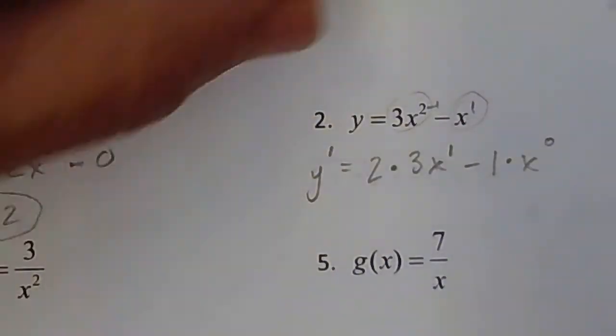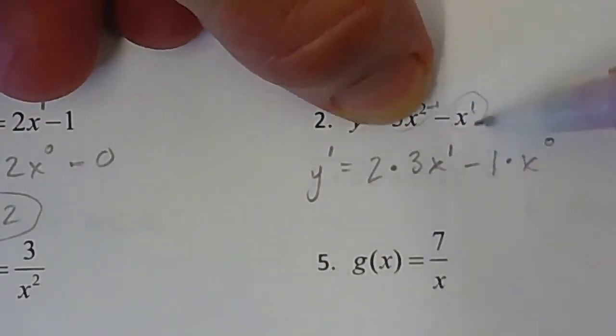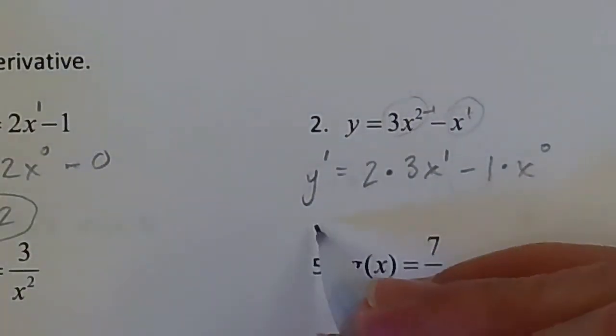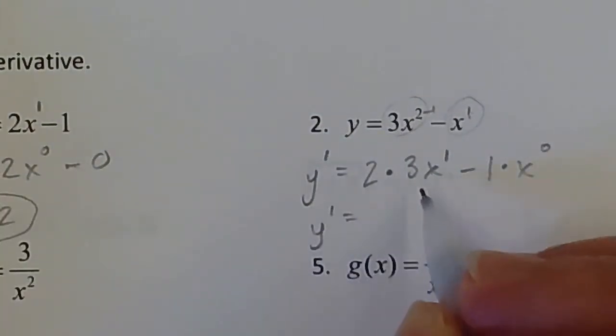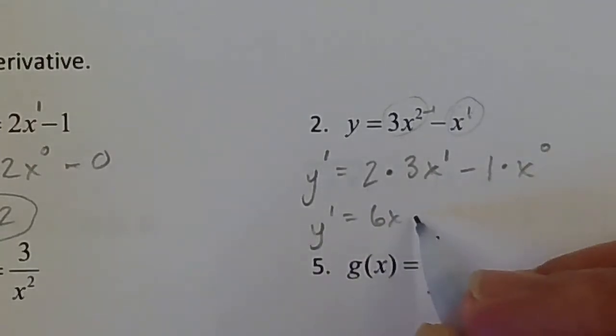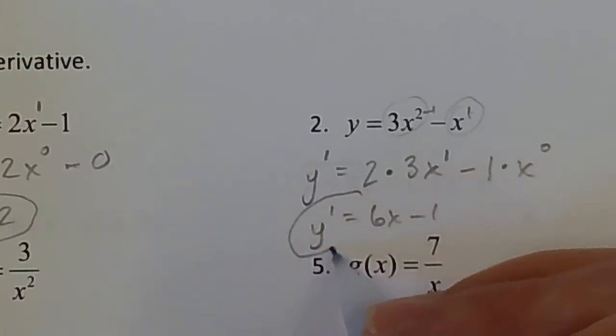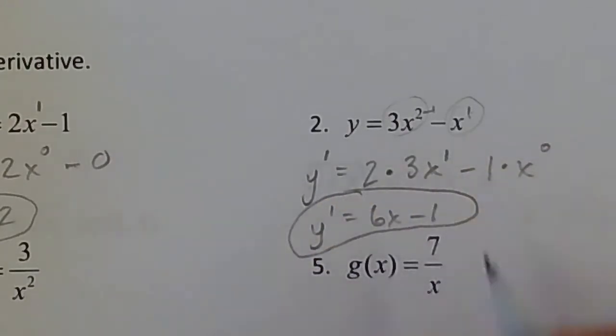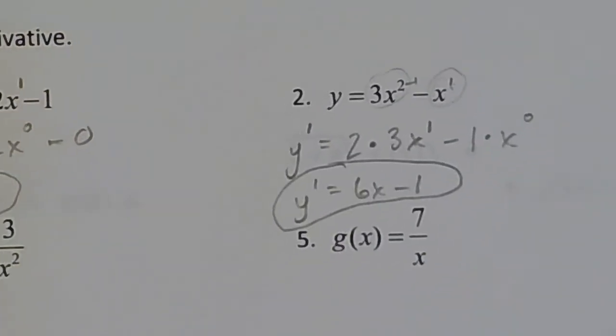Okay, so we saw both of these exponents go down, 2 to 1 and then 1 to 0. And now let's just simplify it for our answer. So y prime will be equal to 6x. And then again, we have anything to 0 is 1. So 1 times 1 is 1. So we get y prime is 6x minus 1. Okay, go ahead, pause and try number 3.